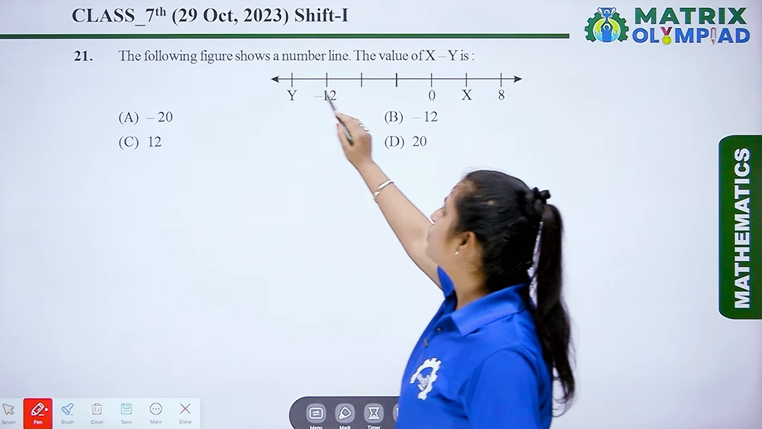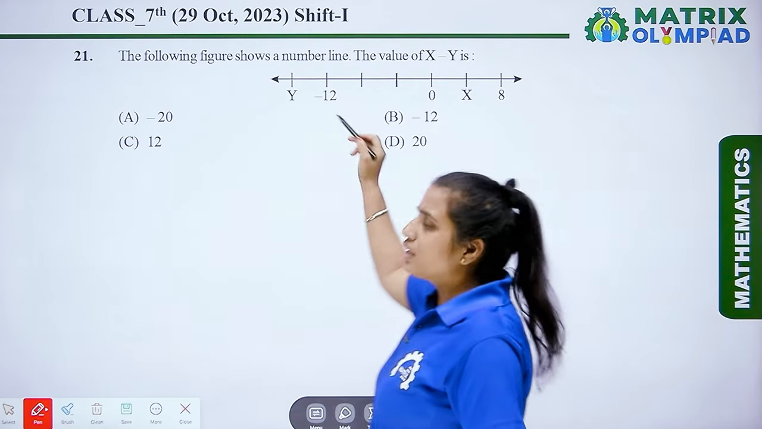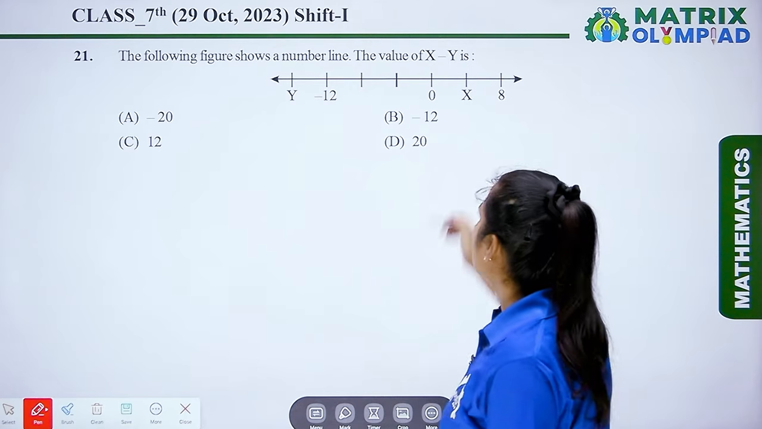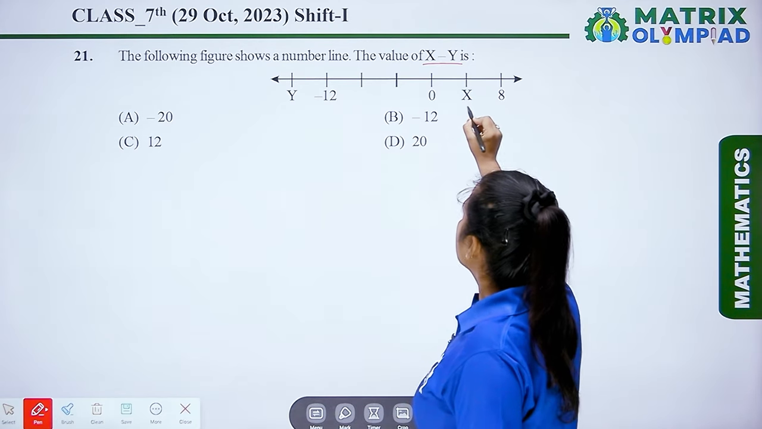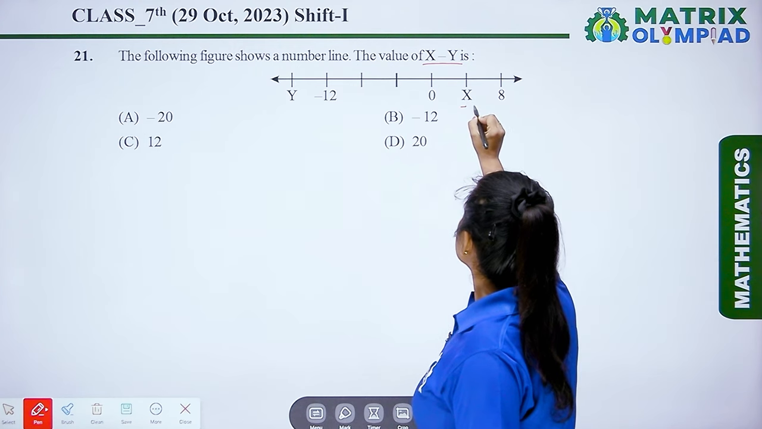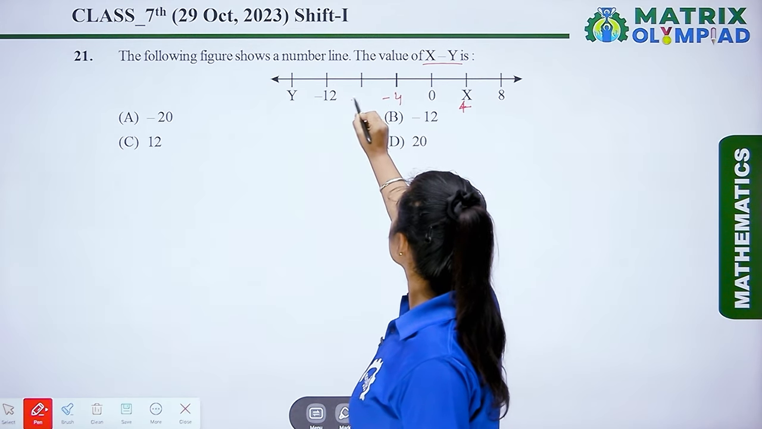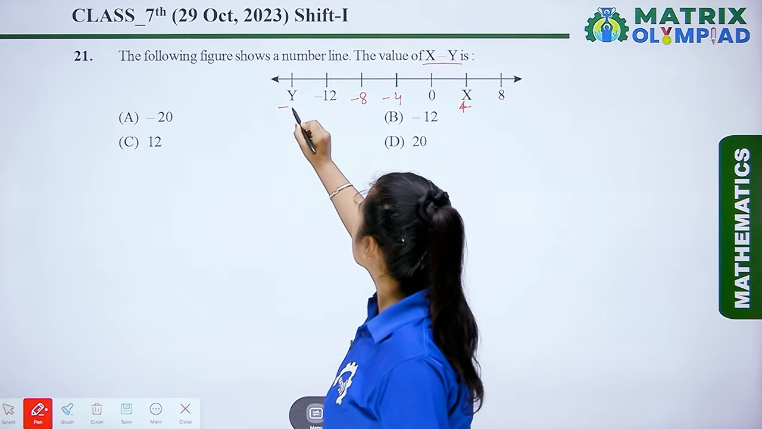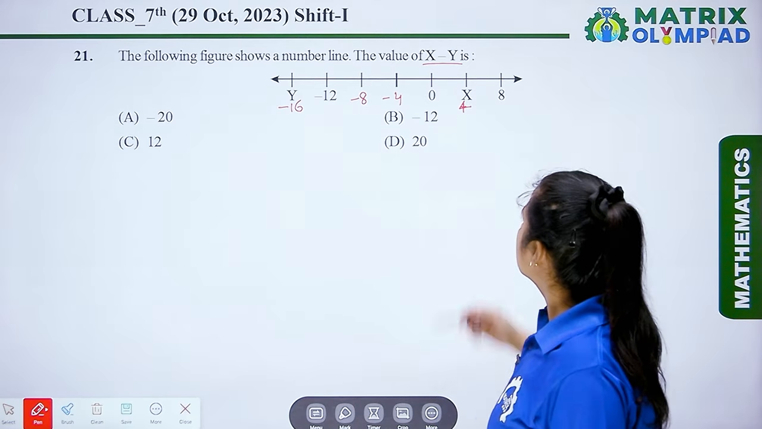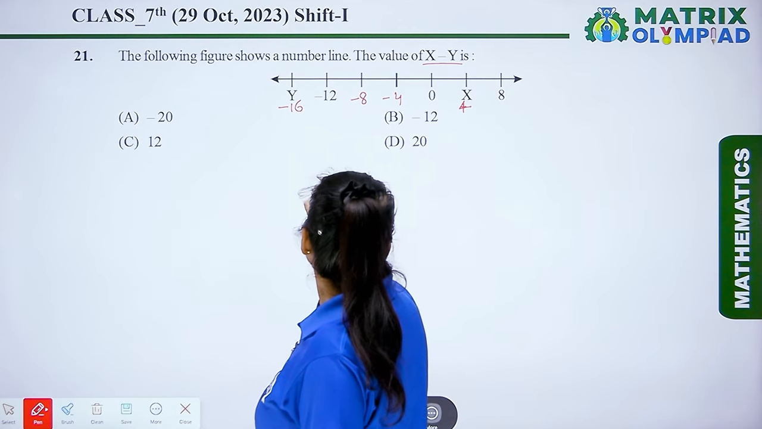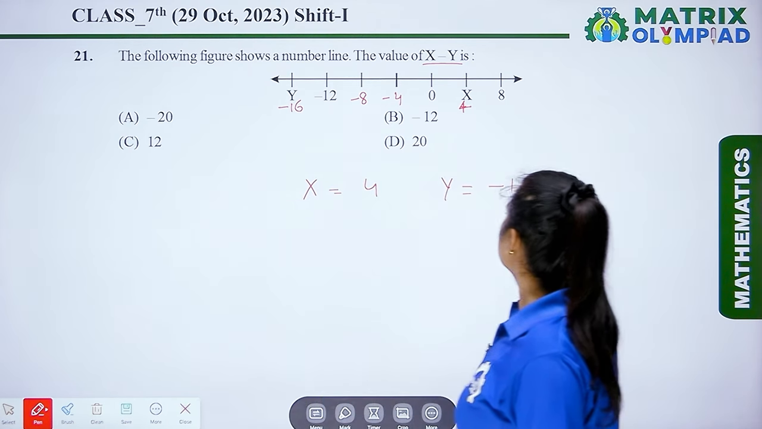The following figure shows a number line. The value of x minus y is? So here we are given a number line and we have to find the value of x minus y. Let's calculate it. Here, first place the point. X will be positive 4. Here we have minus 4, minus 8, then minus 12, and then minus 16. So we have a difference of 4 at each point. The value of x is 4 and the value of y is equal to negative 16.